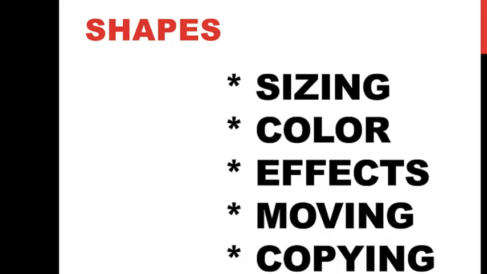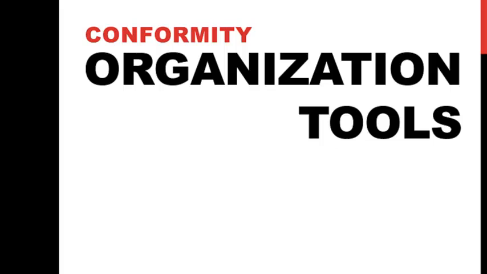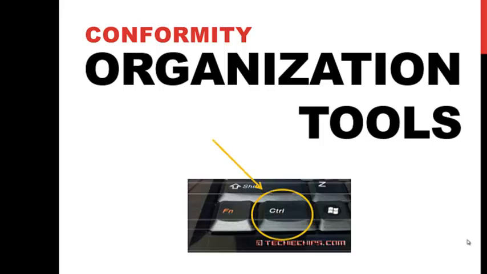Now that we have talked about the basics of shapes, we are going to talk about how to create conformity within your shapes concept map. Before we do that, it's important that you understand a very important button on your keyboard. It's called the Control key. Go ahead and take this moment to find that on your keyboard. It's usually right next to the Windows button.